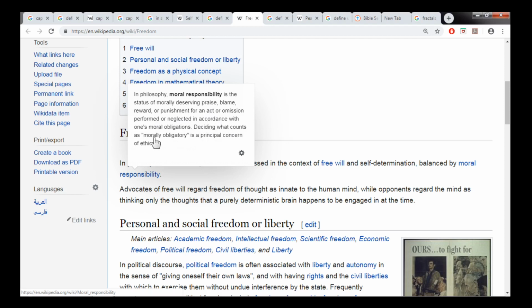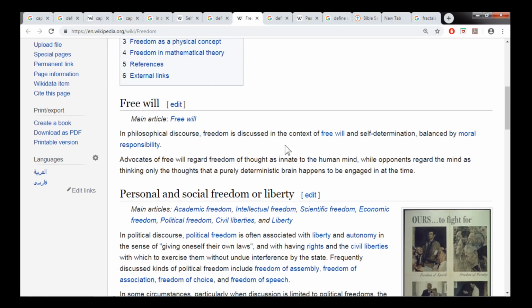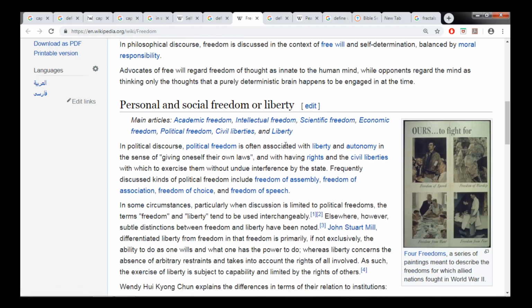Deciding what counts as morally obligatory is a principle concerning of ethics. Oh, so now you say moral obligation? That concerns of ethics. We're more concerned with the moral responsibility side of it. You see? Smashed. Personal and social freedom or liberty. Whoa! In politics, discourse, political freedom is often associated with which bash you want to bash and circle jerk with and think that they're going to do and be in your favor. What a shame.